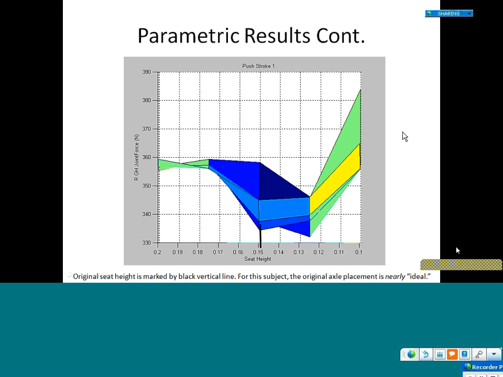The original seat height is marked by the black vertical line, and for this subject, the original placement is nearly ideal, but you can see slightly to the right of that there is a lower joint force. We're only looking at the right-hand side, by the way. There is a lower joint force where the seat should be moved 2.5 centimeters lower.